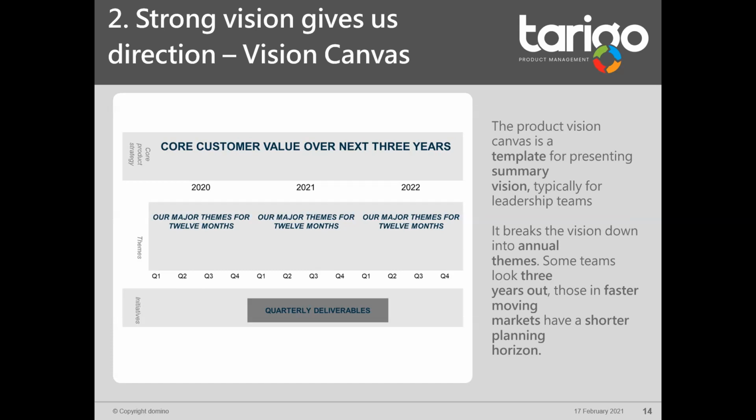If you're working three years ahead and it's too hard to work in quarters, try and work in halves, or set the direction of where you're going. It really does help to set that direction. So use the vision canvas.